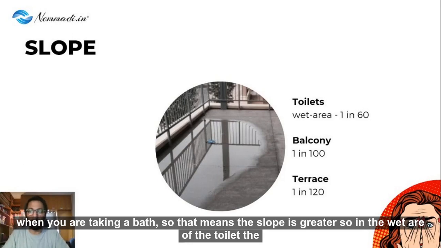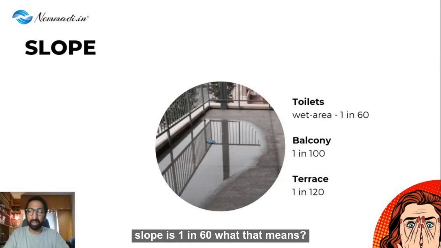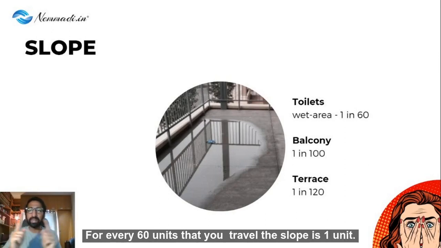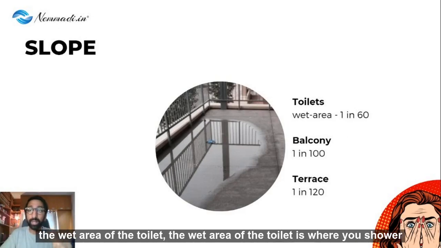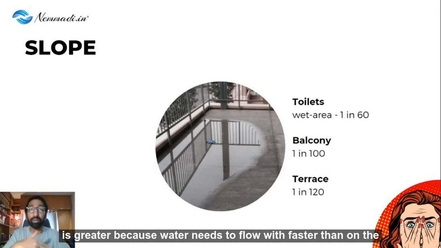So in the wet area in the toilet, the slope is 1 in 60. What that means is, for every 60 units that you travel, the slope is 1 unit. So if you are 60 centimeters, it comes down by a slope of 1. If it's 60 meters, it's a slope of 1 meter. So that's in the wet area of the toilet. The wet area of the toilet is where you stand and take a shower or you use the water. The dry area is where you generally stand and brush your teeth or shave or something like that. And as you can see, the slope is greater because the water needs to flow away faster.